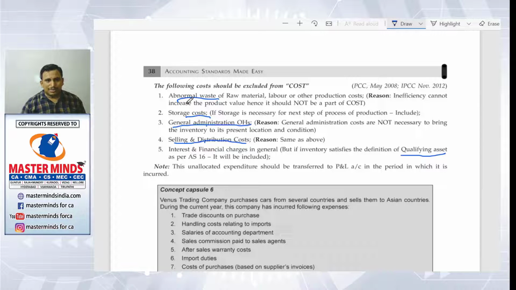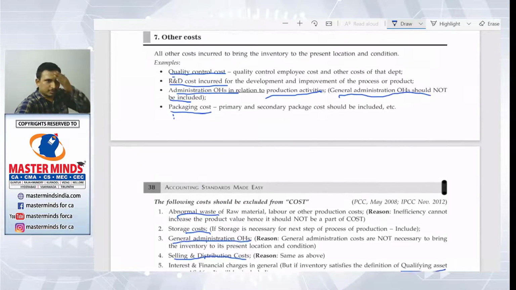Now let us deal with some problems at least. So far we have seen some important points. Now let us see a few problems based on this. Right now, let me start.